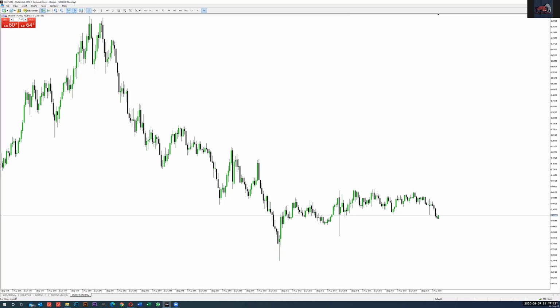From this demand zone here, you'd have gotten a nice long trade, a buy position, which would have yielded close to 120 pips. Remember, 120 pips is a lot. That's almost like a weekly target for me.